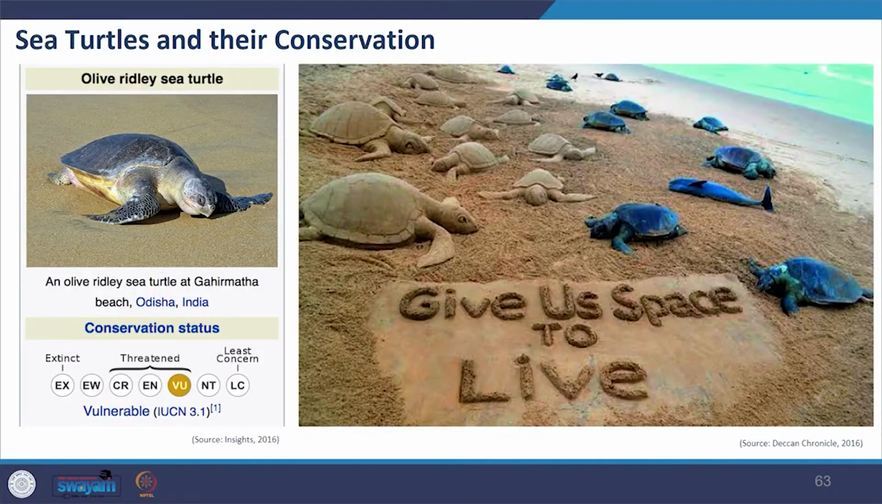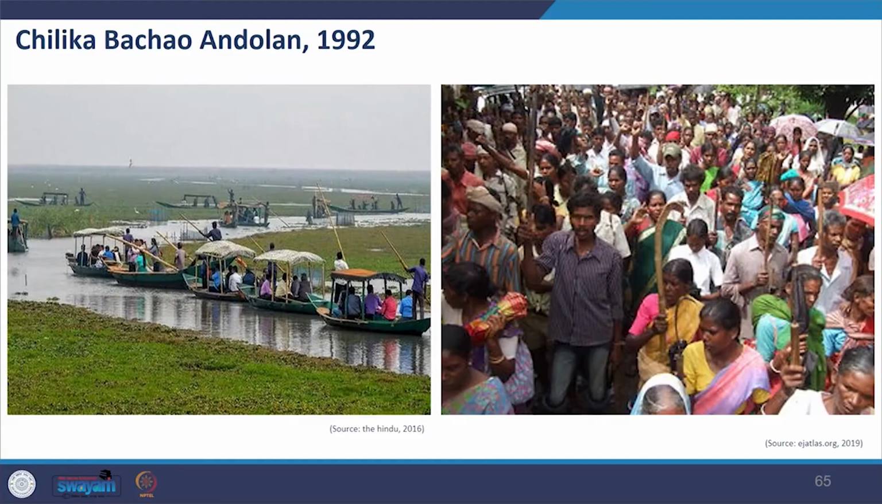We see another movement related to sea turtles and their conservation in Gahirmatha in Bhitarkanika Marine Sanctuary in Orissa. Another one is the Chilka Bachao Andolan. All this was happening where conflicts were seen about the dependency of various stakeholders on the resources. Recollect the diagram which we had studied before.